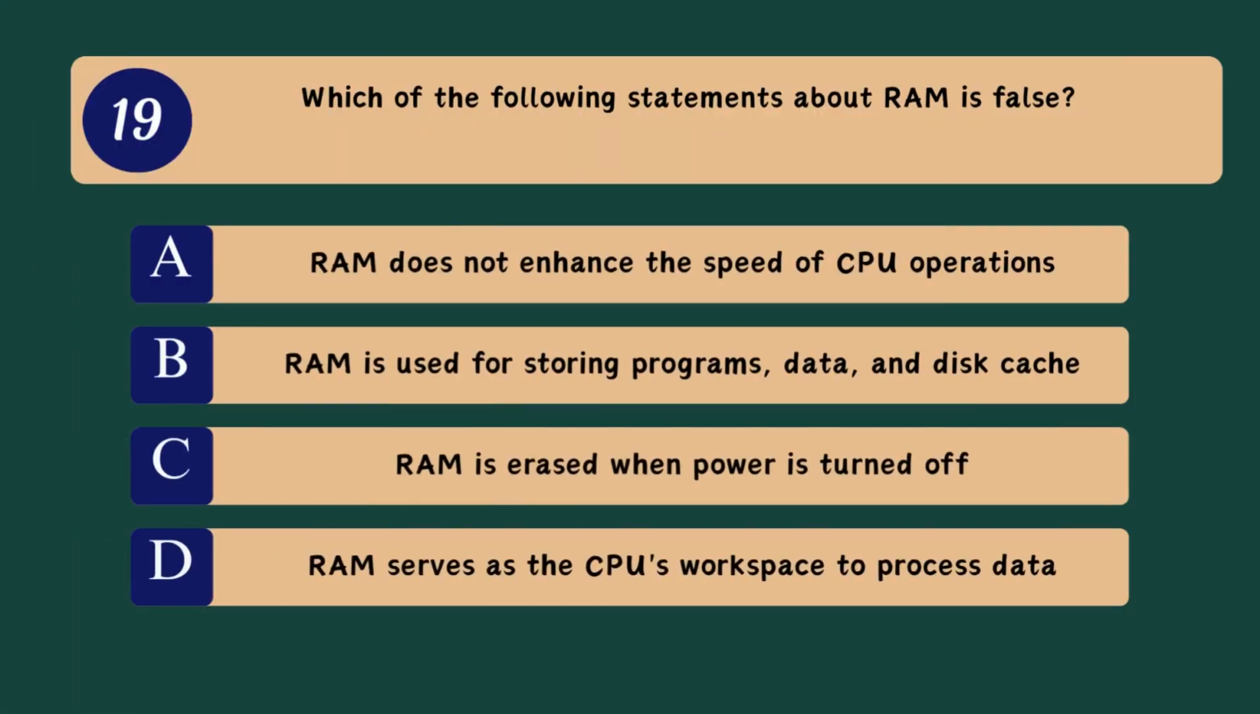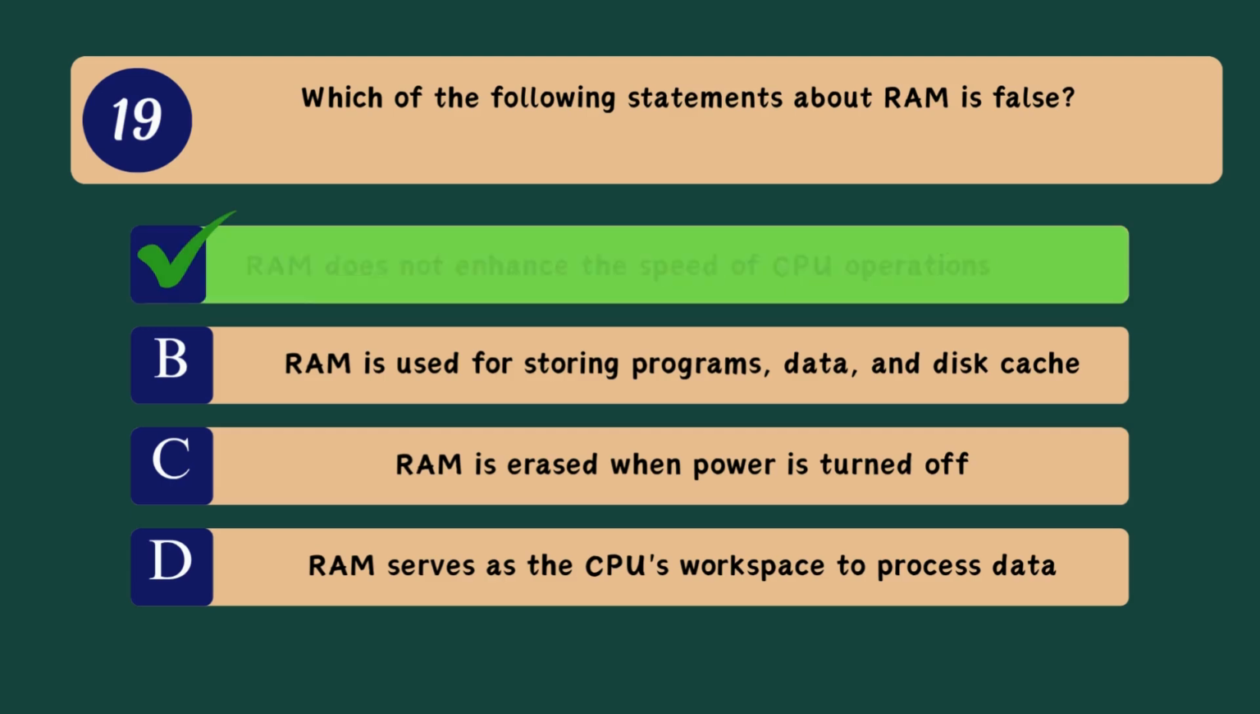Question 19. Which of the following statements about RAM is false? A. RAM does not enhance the speed of CPU operations. B. RAM is used for storing programs, data, and disk cache. C. RAM is erased when power is turned off. D. RAM serves as the CPU's workspace to process data. Correct answer. A. RAM does not enhance the speed of CPU operations.